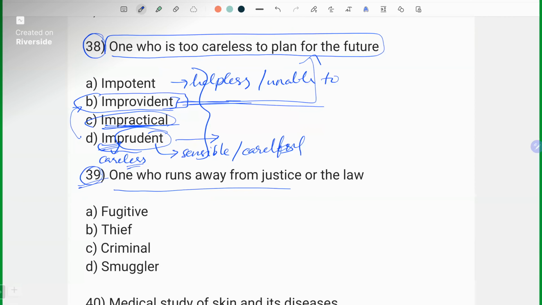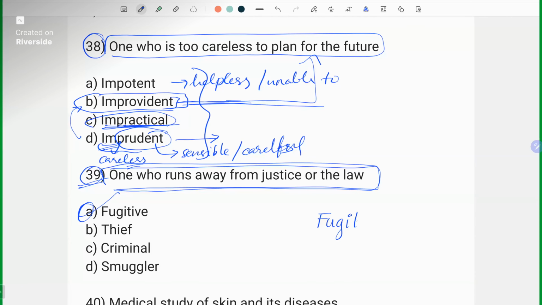Improvident. One who runs away from justice and law. See, odd one out. Fugitive is the answer here. Fugitive means someone who has fled. You have heard about some businessman who fled to London to escape the court's ruling, they are fugitives. Escaping from law and order by going across to some other country or through other means. That is fugitive. Even if you don't know that, B thief, C criminal, D smuggler.